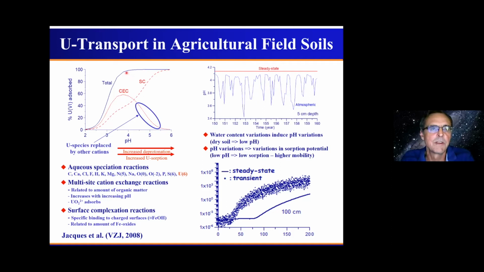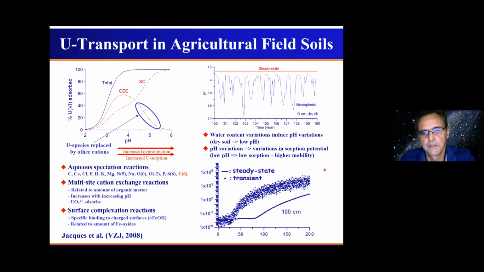So you can see that as pH drops below 4, the uranium becomes mobile. When the pH is larger than 4, then uranium is immobile because it's almost 100% sorbed. And so we ran these simulations considering all these reactions, and we ran that as a steady state simulation with a constant flux through the system, and then with daily values of precipitation, evaporation, transpiration, etc. So you are considering transient conditions in the system. And we ran it for 200 years, so very long simulations.